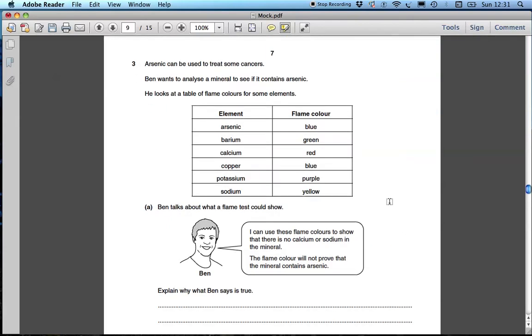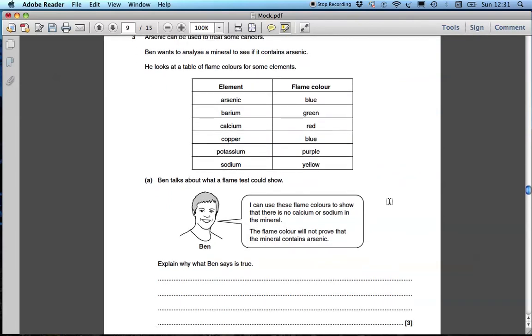This was a question answered relatively poorly for 3 marks. So Ben says that he can use these flame colours to show that there's no calcium or sodium in the mineral, and that the flame colour will not prove that the mineral contains arsenic. So you had to separate this into 2 different parts. Why is the first part true? How can he use these colours to show that there's no calcium or sodium? Well, if he doesn't see a red flame or a yellow flame, he knows that there's no calcium or sodium. And that would have got you the first mark.